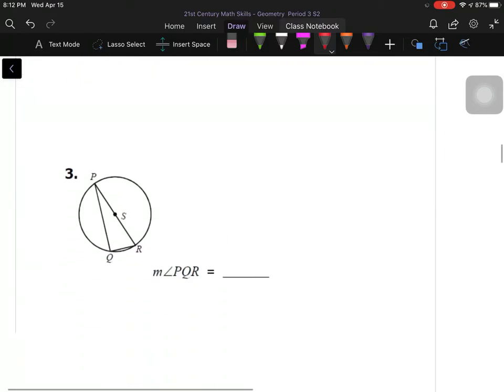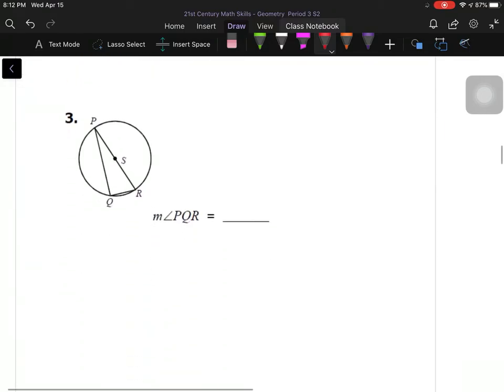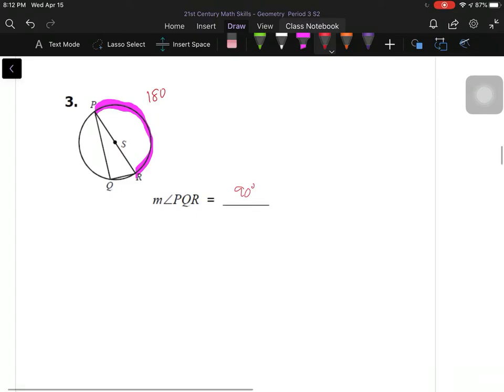Okay, the next one. This one, there's no numbers whatsoever, but I do notice that it intercepts a diameter. So we do know that half a circle is 180 degrees. So this time again, I know the arc measure. So if I take half of that, that's 90 degrees.